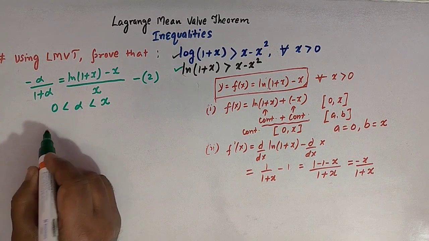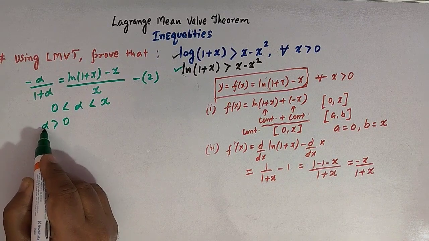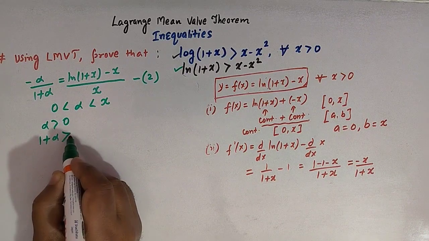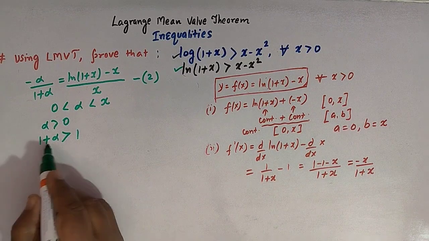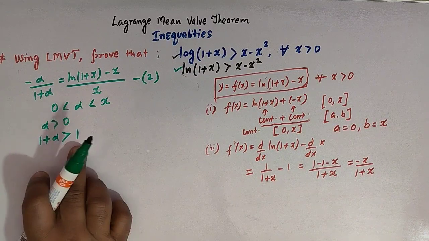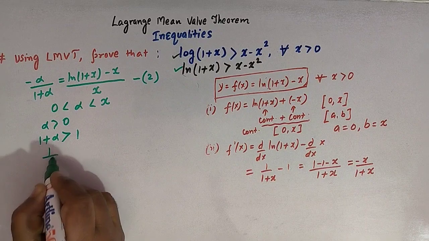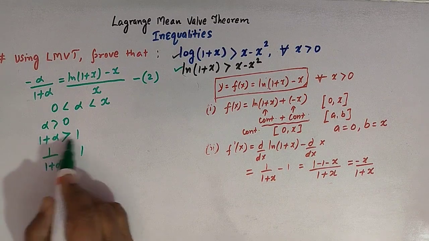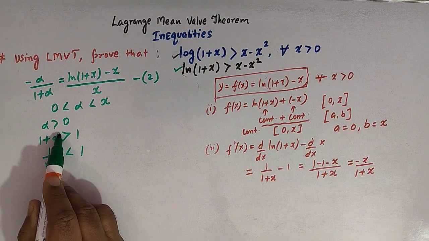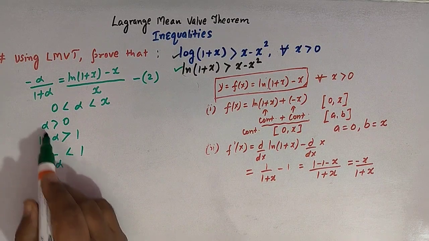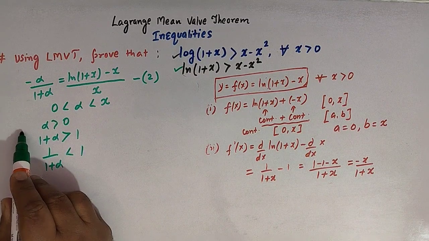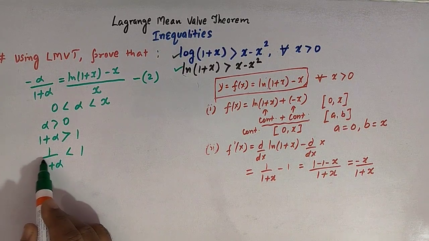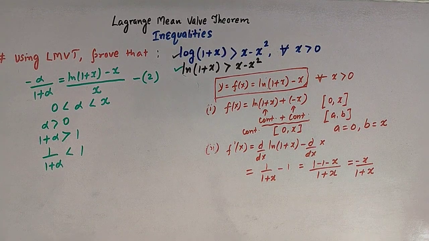So see, here alpha is greater than 0. So 1 plus alpha, if we add 1 to both sides, we can get 1 plus alpha is greater than 1, right? Now if we take the reciprocal of both the sides, then we'll get 1 over 1 plus alpha is less than 1, right? So the moment we take the reciprocal, the direction of the inequality gets reversed, right? So alpha is greater than 0, adding 1 to both sides, we'll have 1 plus alpha is greater than 1. Then taking the reciprocal, we'll have 1 over 1 plus alpha is less than 1, right?